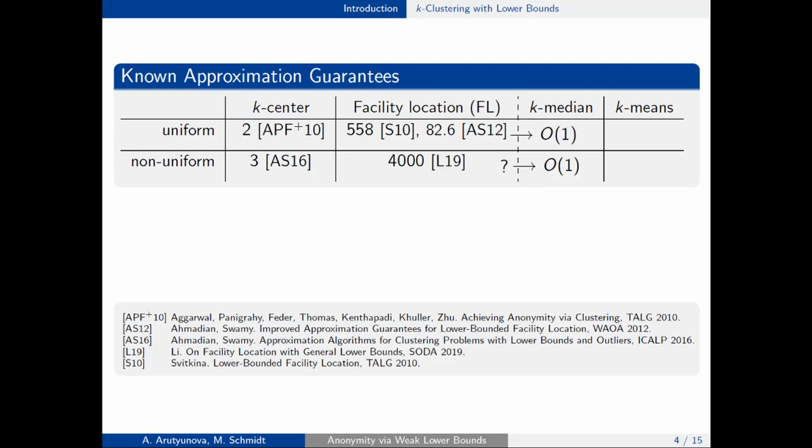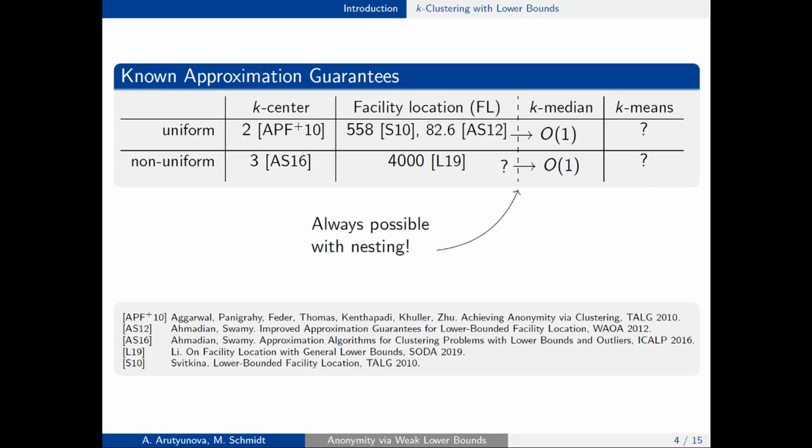Especially for uniform lower bounds, the results can also be adapted to work for k-median, and we guess that this is also the case for the non-uniform lower bounds. However, we are not 100% sure here. So far, we don't know any approximation algorithms for k-means with lower bounds. Especially the techniques which are applied for facility location, which easily convert to k-median, cannot be applied here as they use that the cost is a metric, which is not the case for k-means.